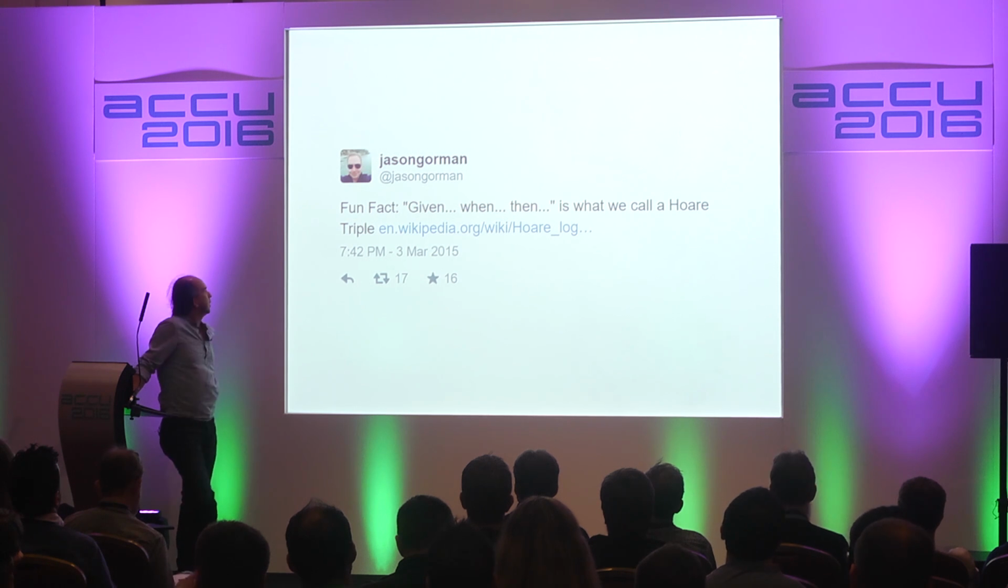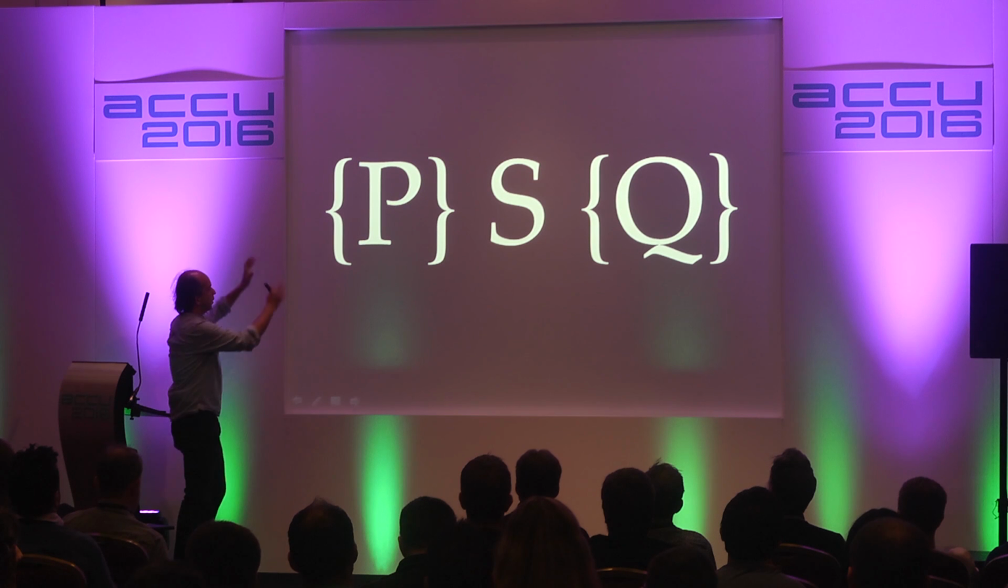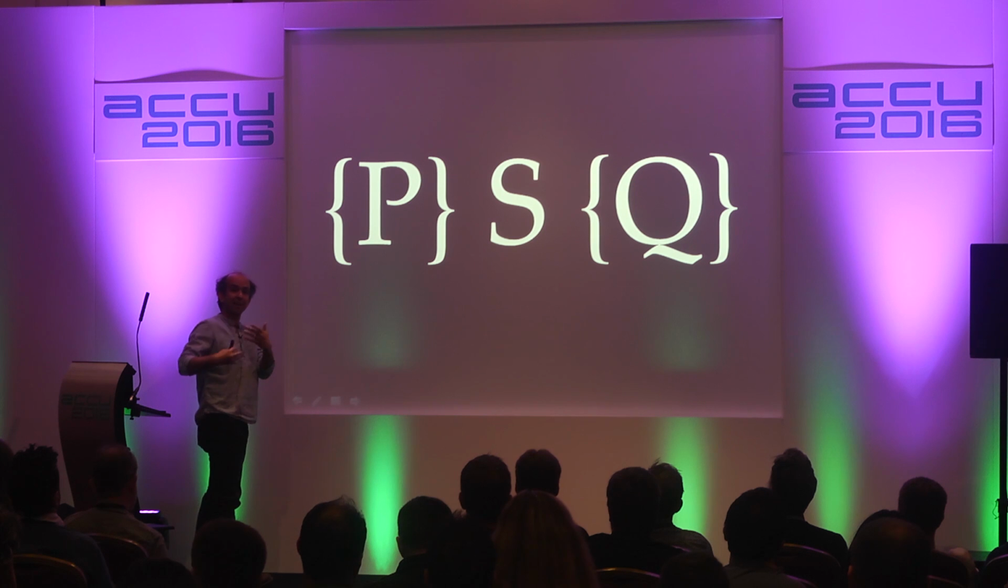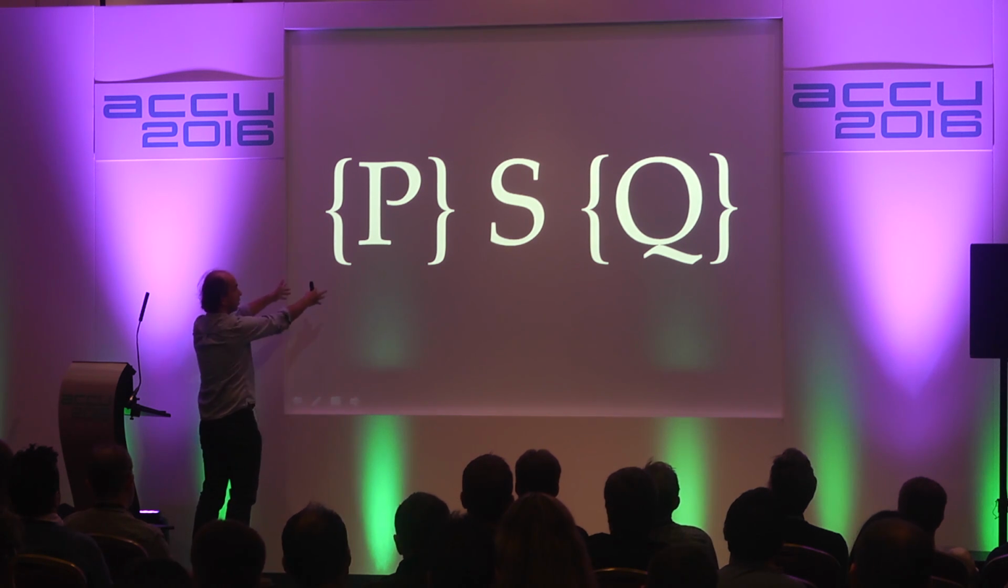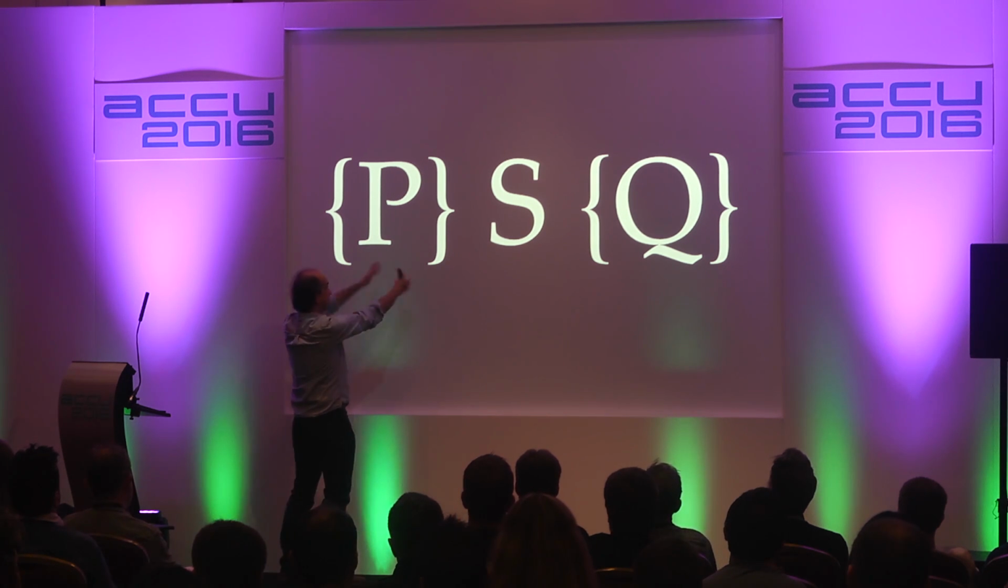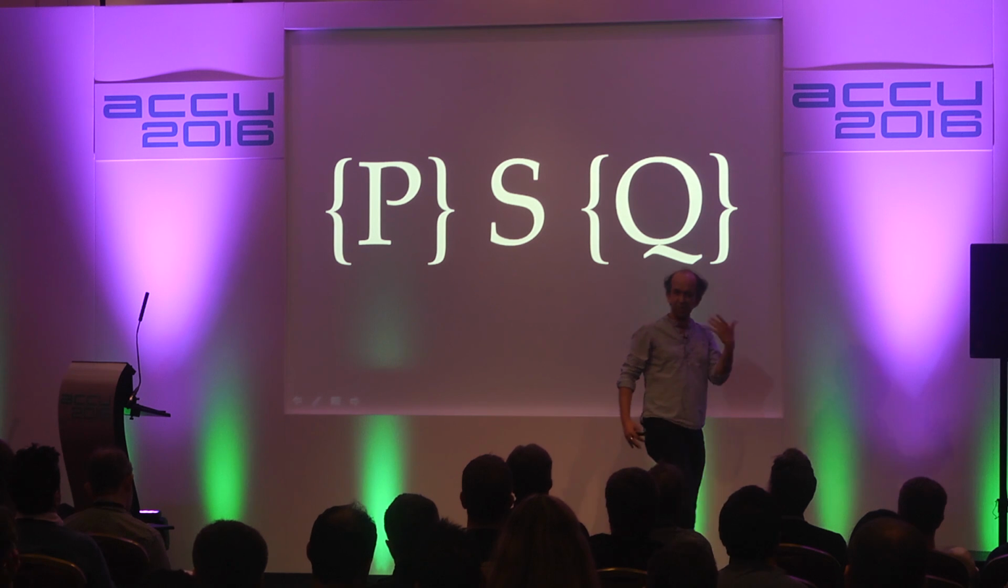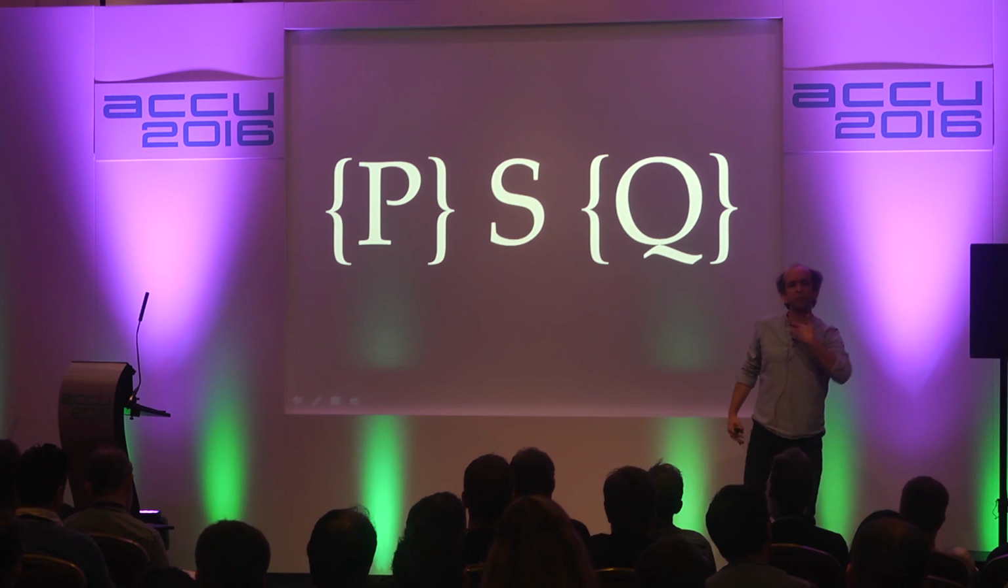Jason Gorman observed last year, given-when-then is what we call a Hoare triple. This is how you reason about state change, but indeed how you reason about many other things in the kind of classic formal methods approach. Here is a thing that must be true before this executes correctly. Without this, the behavior of this is undefined. Okay? Here is a thing that must be true afterwards. That's your postcondition. So we kind of knew all of this, but we're coming at it from a different angle.